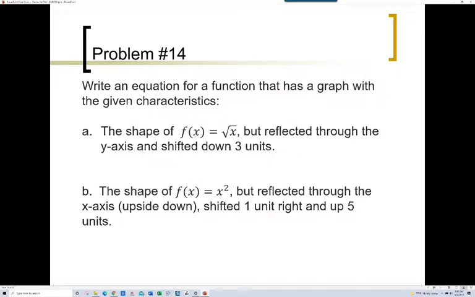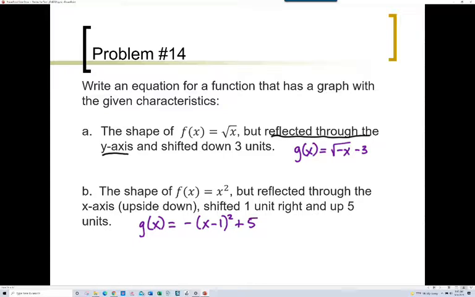All right, let's move on to number 14. So I'd like you to go ahead and try this one, and then I'll show you my answer. All right, so I got g of x equals the square root of minus x minus 3. And I would always encourage you to double check to make sure you have it right. It says it's reflected through the y-axis, and when you have the minus under the radical here, that's what it does. And then down 3 units, this minus 3 is going to cause us to go down 3 units. That's a vertical shift down 3. And so this is correct.